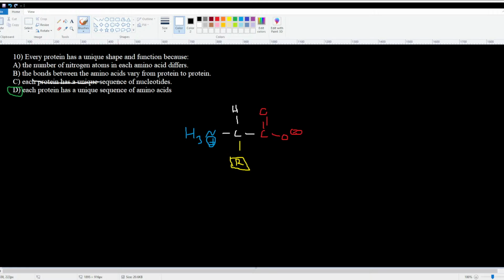So how about the bonds between amino acids varying from protein to protein? That's also wrong, because let's expand our protein here. When we link together multiple amino acids, that's when we get a protein, because amino acids, of course, are the monomer of a protein. So let's do this.